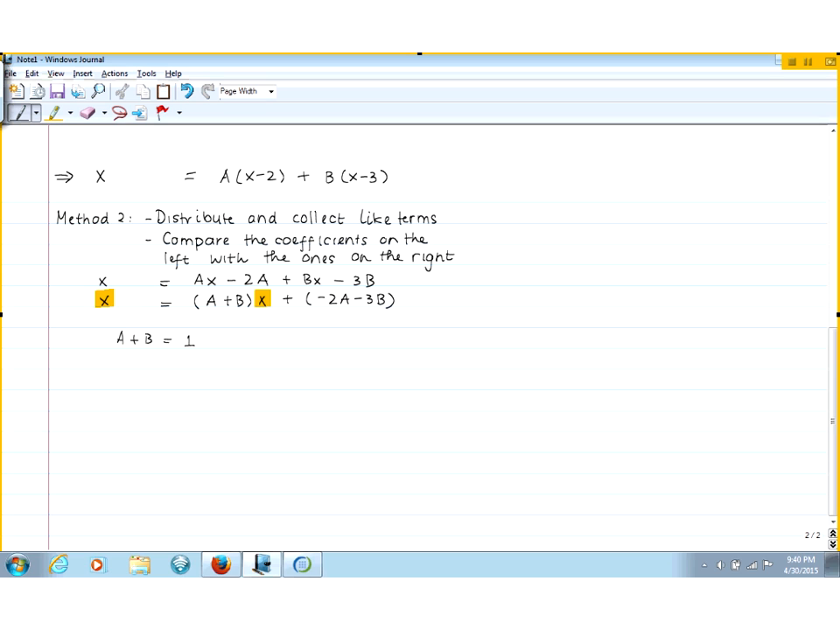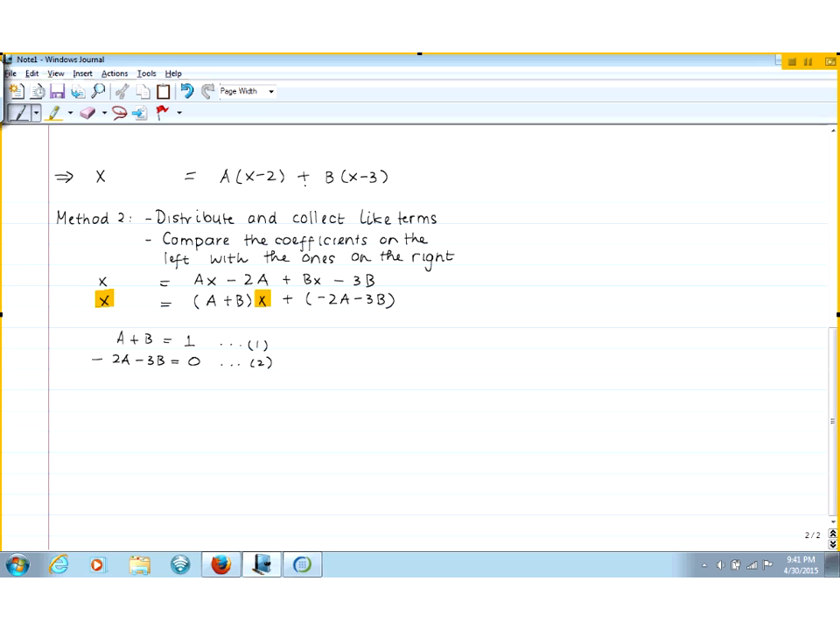Now, what about my second equation? Where is the constant? What is the constant on the left? There is none, so this is actually 0. And what is the constant on the right? It is negative 2a minus 3b. So your second equation is negative 2a minus 3b is equal to 0. So this is a 2 by 2 system, which we could easily solve using elimination or substitution. After we solve, we should get a is equal to 3 and b is equal to negative 2, just like what we got using the first method.